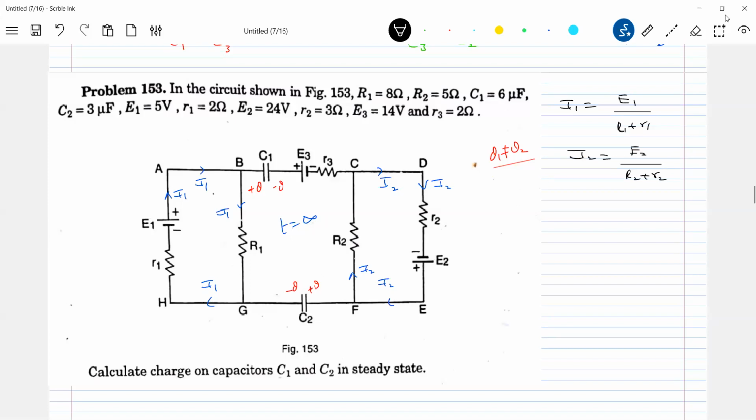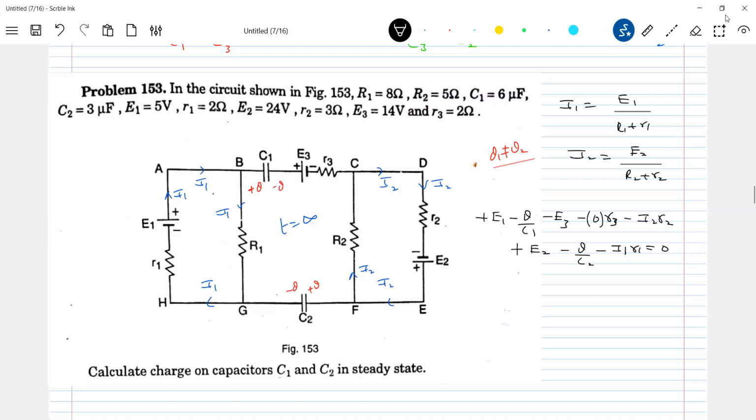So you can write loop equation here from plus E1, go round like this. So I'll write the loop equation. Plus E1 minus Q by C1 minus E3 minus 0 into R3. You have to be very careful there. Plus, so minus I2 R2, plus E2 minus Q by C2 minus I1 R1 equal to 0.